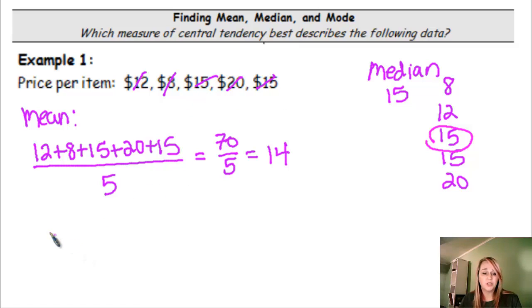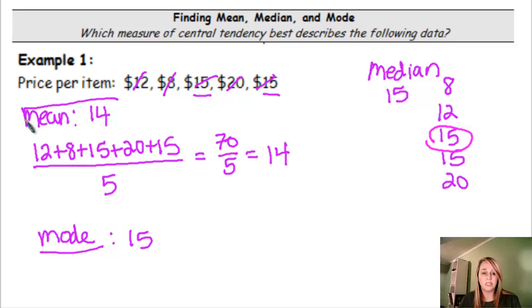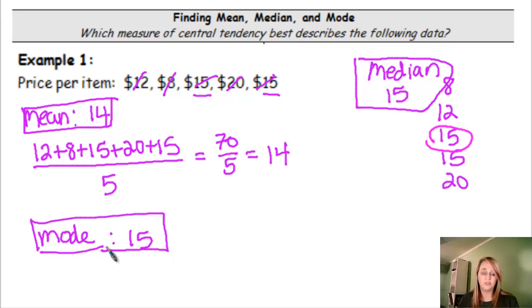Now we need to find the mode, and the mode is the one that occurs the most often. Since 15 occurs twice, our mode is 15. So we have the mean is 14, the median is 15, and the mode is also 15.